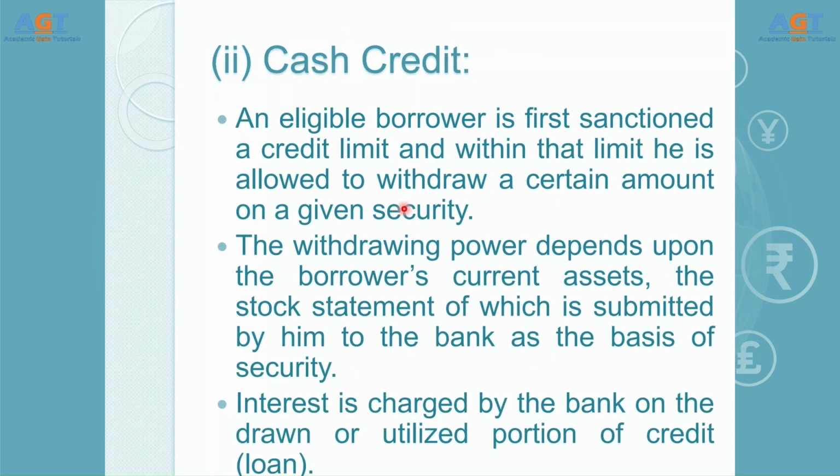In cash credit, the bank sanctions a credit limit for an eligible borrower. Within this limit, the borrower can withdraw funds against security. The borrowing power depends on current assets and stock statements submitted to the bank. Interest is charged only on the utilized portion of the credit.